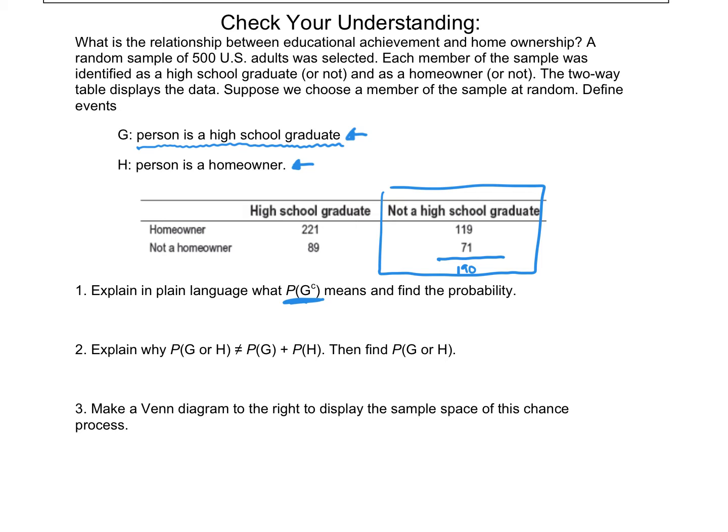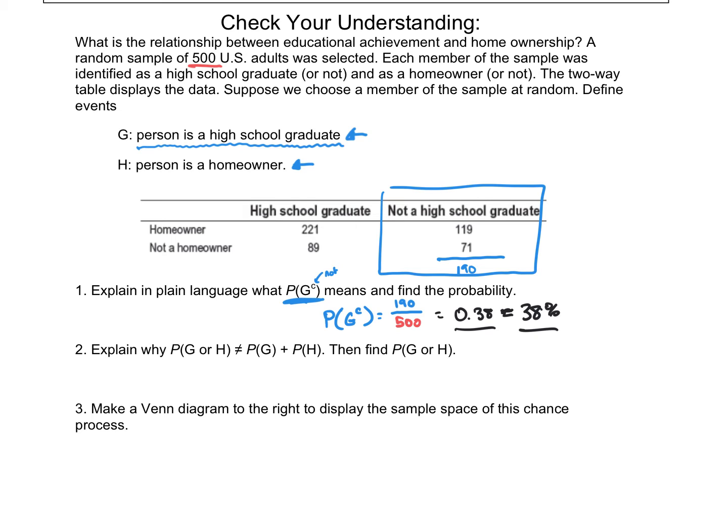And then it says, what is the probability that somebody is, again, not a high school graduate? So we're going to say probability of G complement is equal to 190 over, remember they told us at the beginning that there was 500 total. All right, let's work out this number. 190 divided by 500, basic probability, 0.38, which we could, if we want to, change to a percent of 38%. Leave it as decimal, change it to a percent, it doesn't matter.